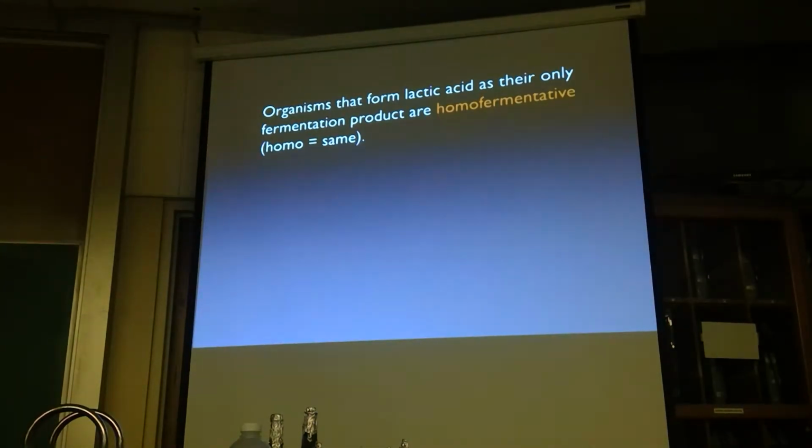If you have bacteria that produce only lactic acid, it's the only fermentation product they can make, we call them homofermentative. Homo means same. You give them something to ferment, they're going to make lactic acid. It's the only thing they can make. What that means is they only have certain enzymes, they can only run certain metabolic pathways. They're always going to produce lactic acid as an end product.